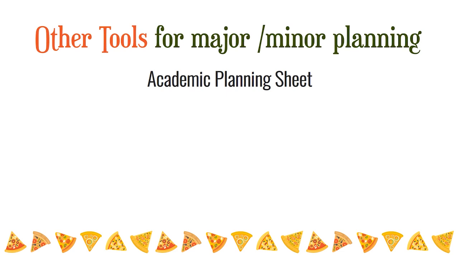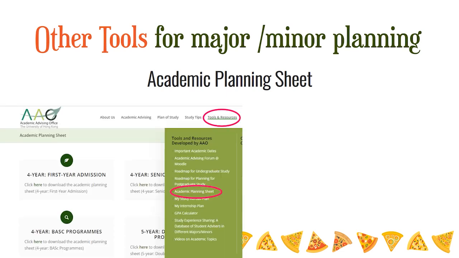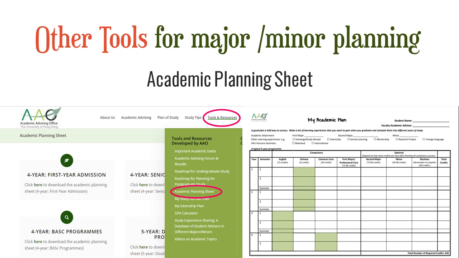So we also have other tools for major minor planning. For example, the academic planning sheet that you can find under the tools and resources pages. It is a very straightforward one-pager PDF with a similar concept as the degree audit. So you see that we have a table for you. The columns are all the graduation requirements. For example, English, Chinese, Common Core, your first major, professional core requirement.